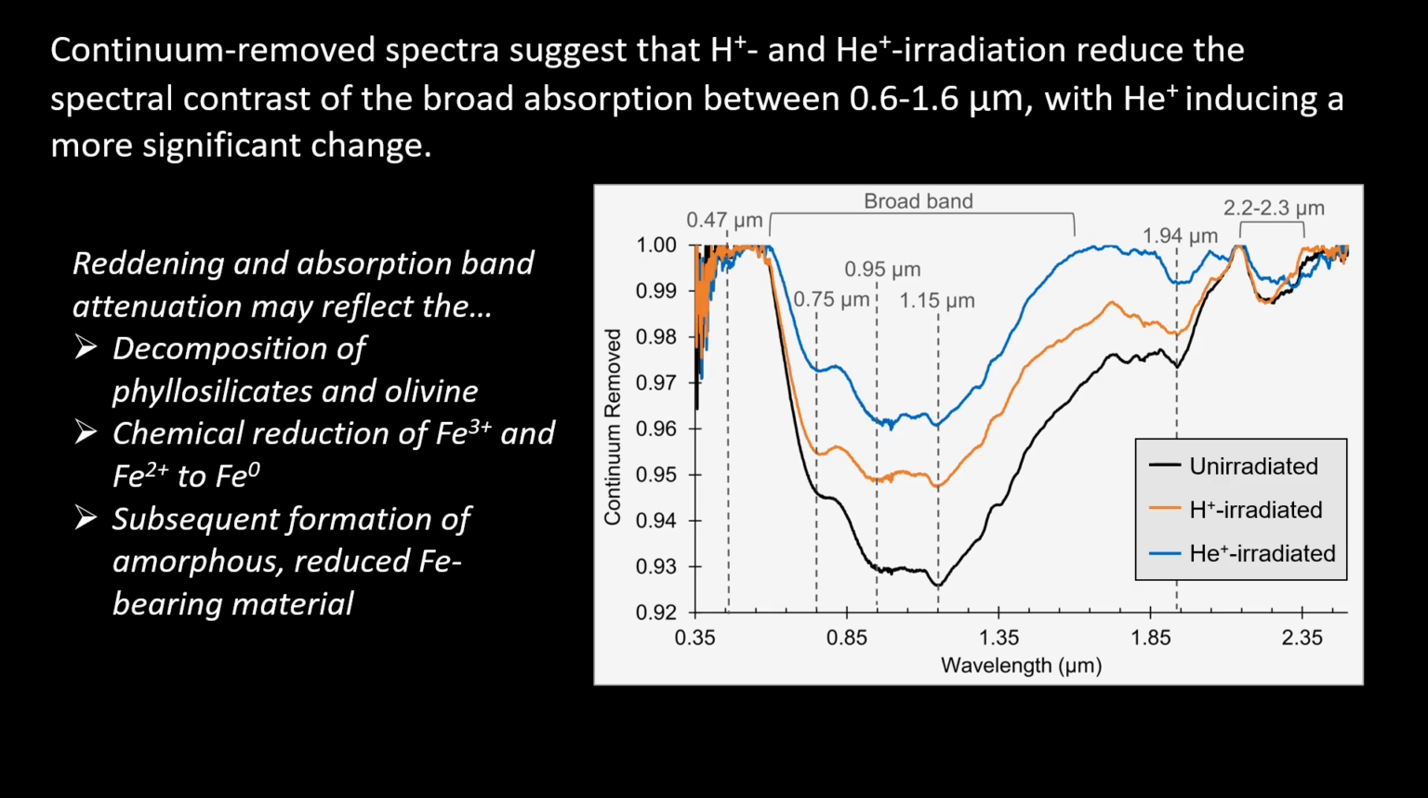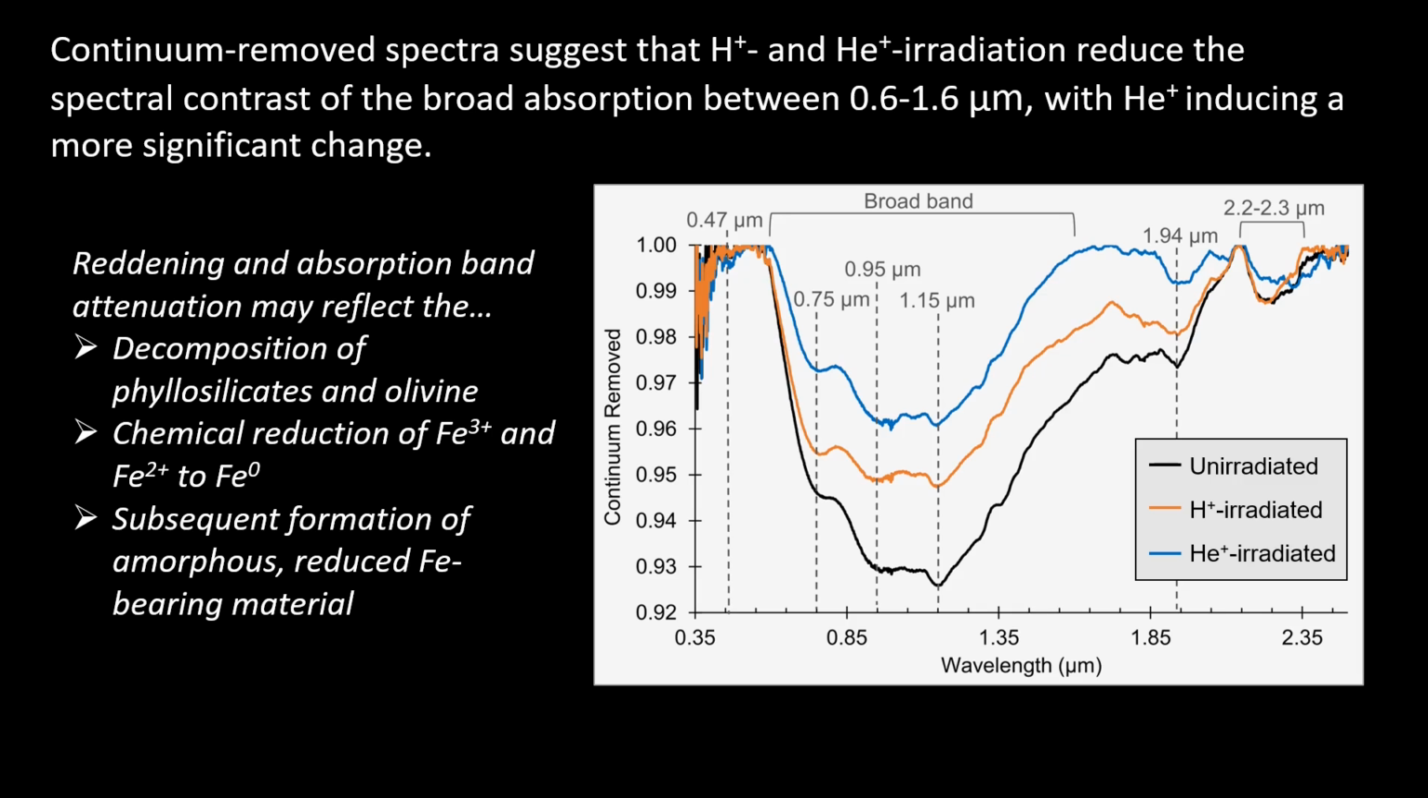In the continuum removed Wiener spectra, clear diagnostic absorption bands appear, which reflect the composition of the Murchison sample. I specifically want to point out the broad feature between around 0.6 microns and 1.6 microns. This feature is primarily made up of three minima at 0.75, 0.95, and 1.15 microns, all of which are associated with phyllosilicate minerals. However, spectral signatures from both olivine and magnetite could be contributing to this feature as well.